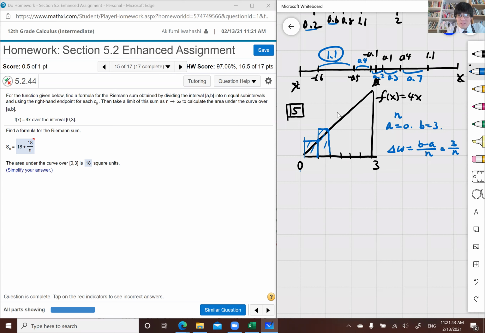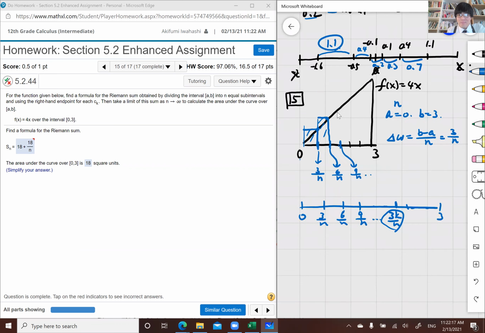So the first number is 0, and the second number is going to be 3 over n. The next number is another 3 over n, so it's going to be 6 over n. Another number here is 9 over n, and so on. So in general, 0 through 3 is divided into 3 over n, 3 times 2 over n, 3 times 3 over n. So the kth term is going to be 3 times k over n, and so on. Okay, that's going to be important.